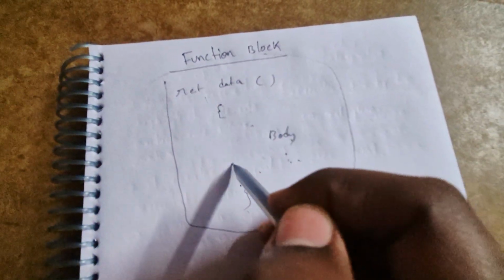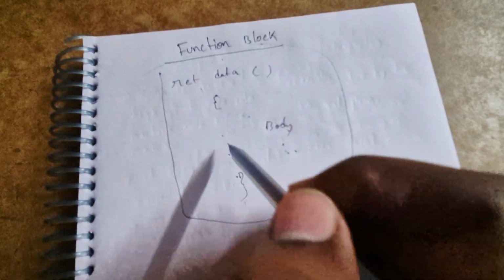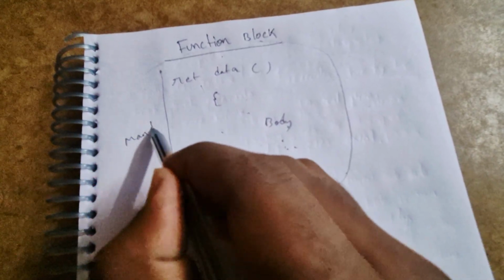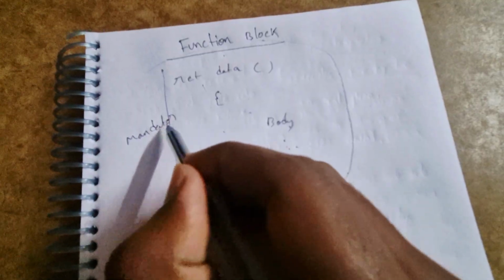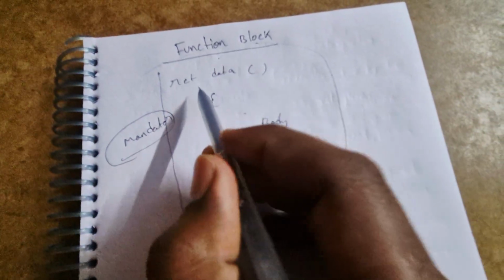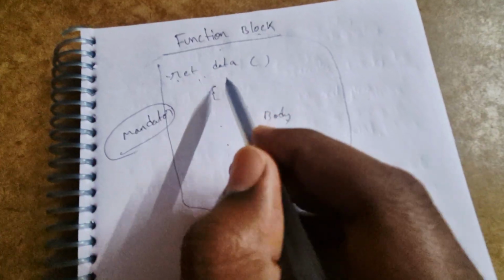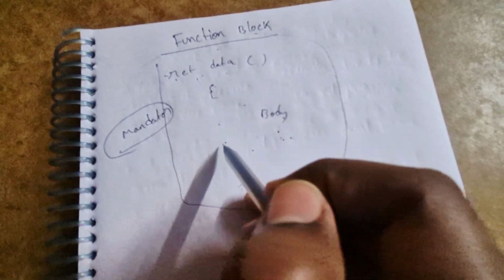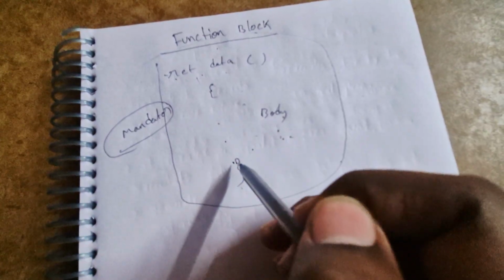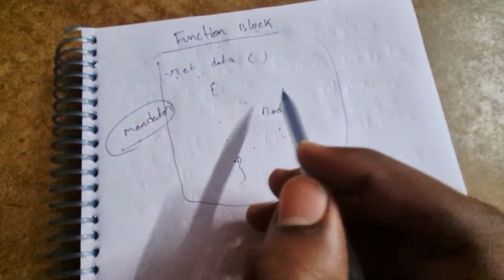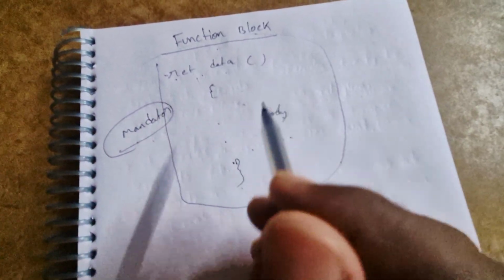Is a function block mandatory in every C program, or not compulsory? Mandatory. The main function is not mandatory, but a function block is compulsory in every program execution.